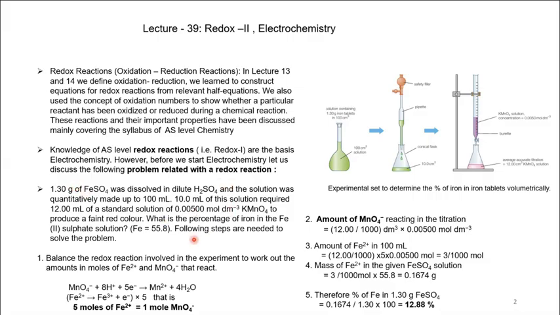So what is to be done first? The first thing is that we have to make a balanced redox equation for this ferrous iron (Fe2+) and permanganate ion. So we first have to find the oxidation half reaction and the reduction half reaction, and find out the molar ratio of the reactants.